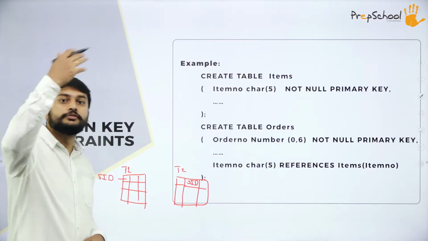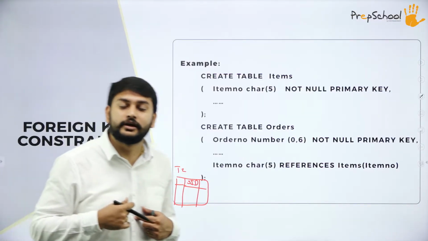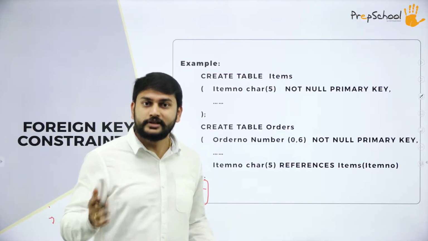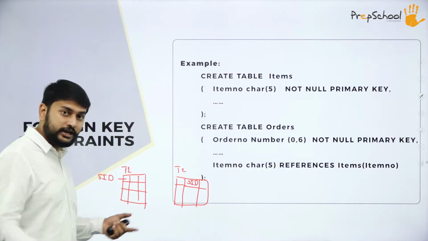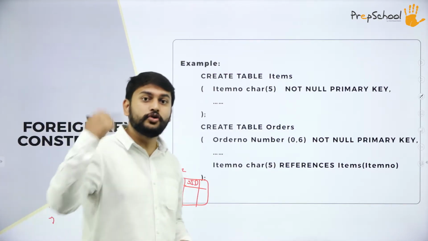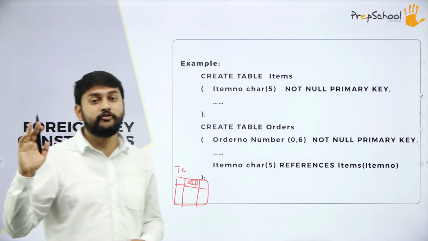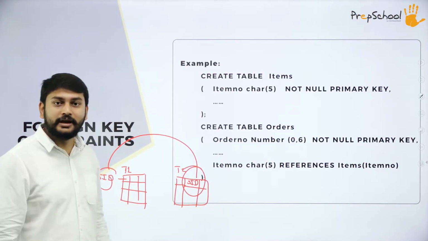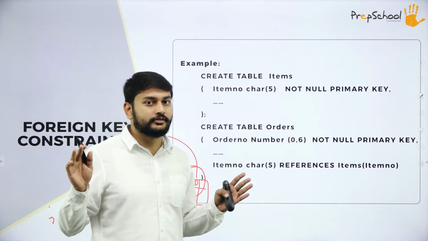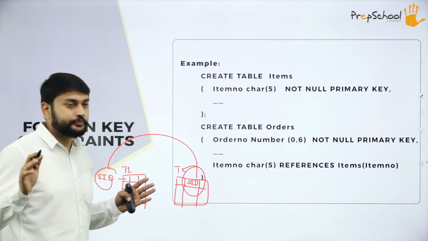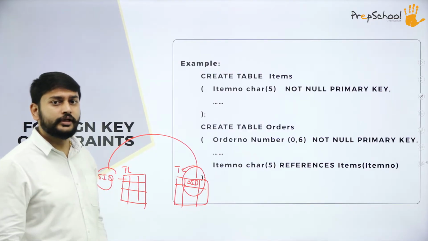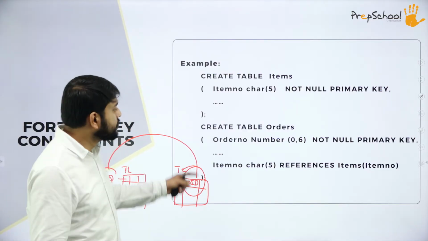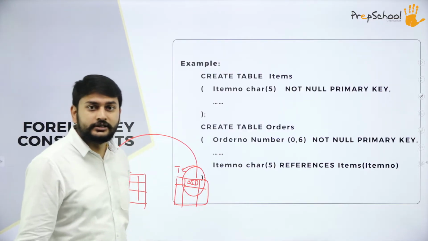So if I go to some other country, I'll be treated as a foreigner. You got my point? So that is the concept. Here in my country, I'm a citizen, but if I go to some other country, I'll be treated as a foreigner. So this is me going to some other table and getting treated like a foreigner. That is what you have to understand. How do I do that? How do I create a foreign key is what we are trying to understand here in this slide.